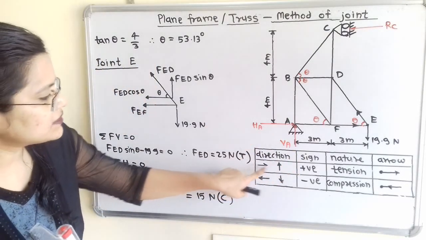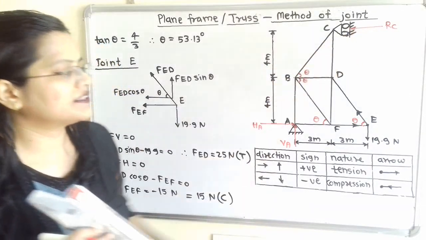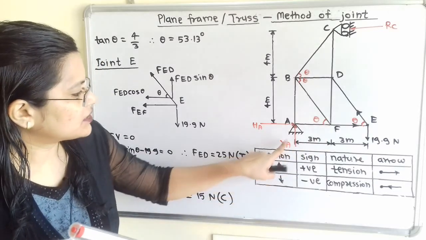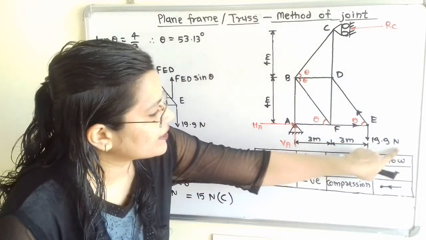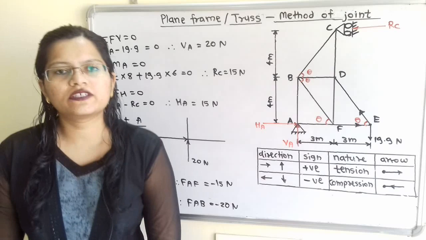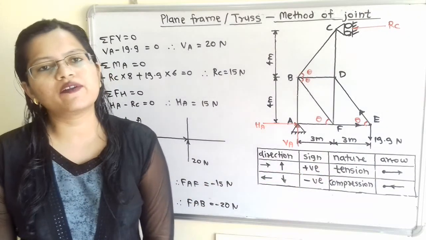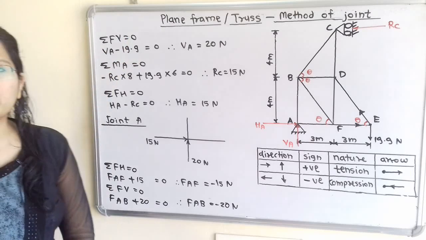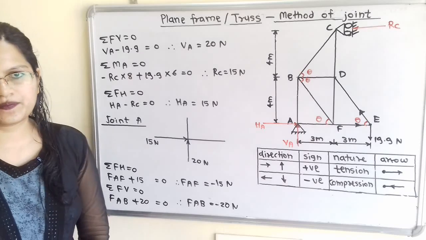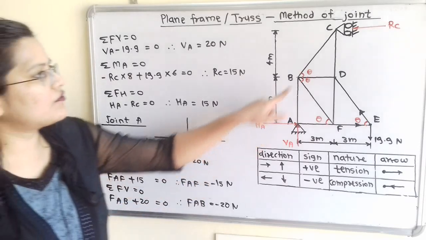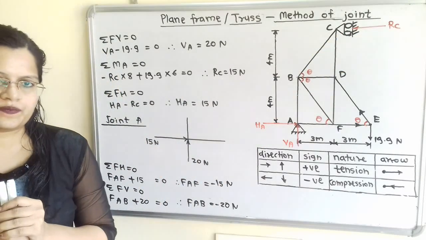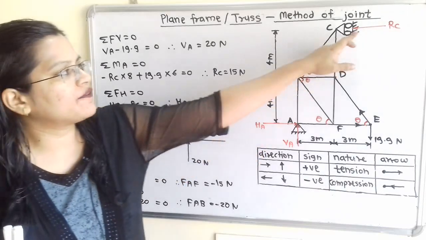So HA, that is plus HA minus RC is equal to 0. And for vertical force, here upward direction, that is plus VA minus 19.9 is equal to 0. Vertical force 19.9 Newton is known. So we will first take summation of all vertical forces is equal to 0 and therefore VA is equal to 20 Newton. Now if we take summation of horizontal forces is equal to 0, then this HA and RC both are unknown. So we have to first find out any one force.